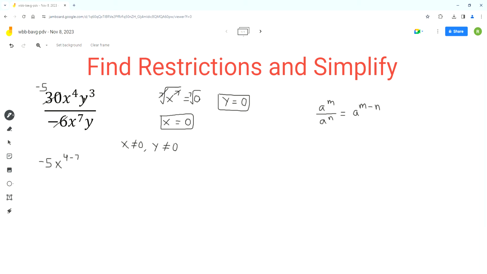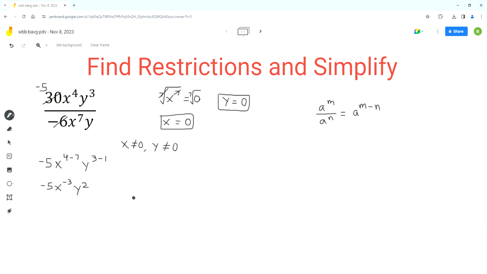Now we can use the same law of exponents to combine the y terms. So we do y, 3 minus 1, because the exponent of the denominator y is this invisible 1. We do not write 1 as an exponent. Now in the next step we can subtract the numbers. So we get negative 5, x to the power negative 3, then y squared.